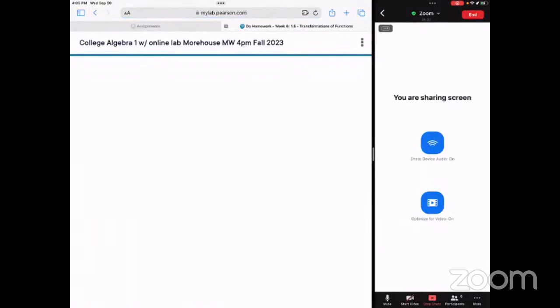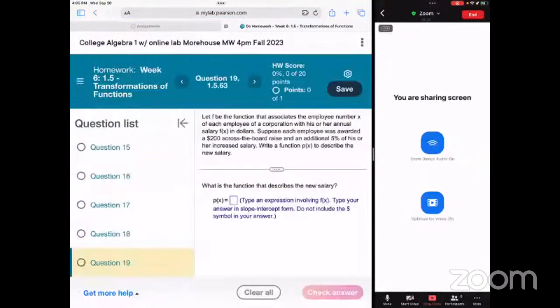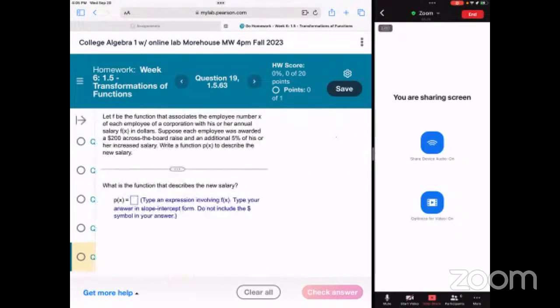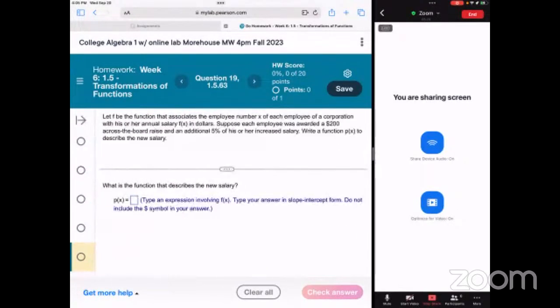So this question says, let F be the function that associates the employee number X of each employee to a corporation with his or her annual salary F of X in dollars. Suppose each employee was awarded a $200 across the board raise and an additional 5% of his or her increased salary. Write a function P of X to describe the new salary.